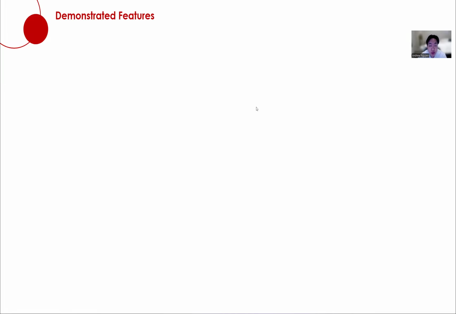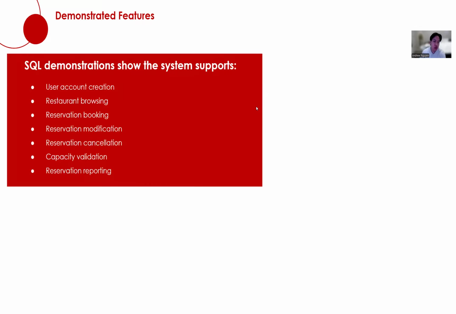Thank you, Keanu, for explaining those models and the database implementation code. Next, I'll be walking us through the database functionality. To highlight some demonstrated features, I'll show you some example code, but we wanted to show that the users are able to create new accounts. Restaurants are able to input their information, so users can browse and see what restaurants are within their area or specific area that they're planning on visiting. And then the reservation booking, modification, and cancellation and reporting.